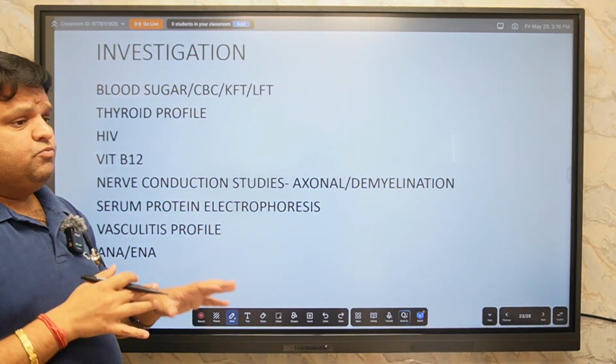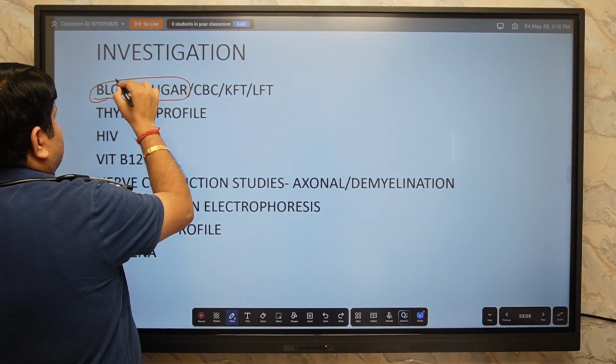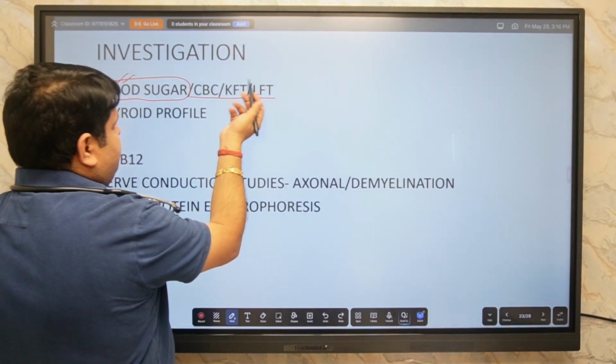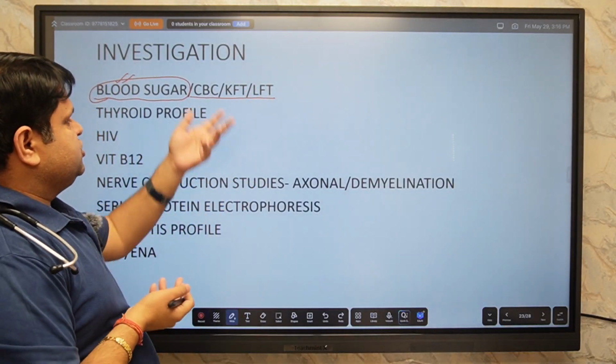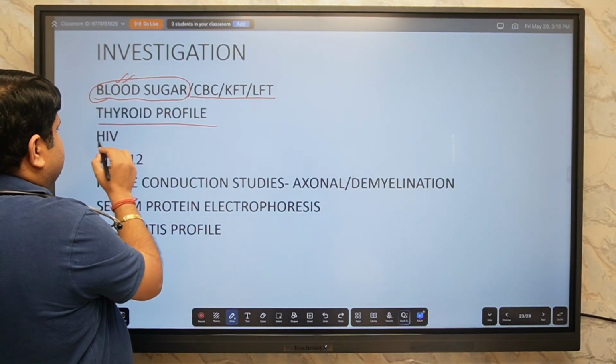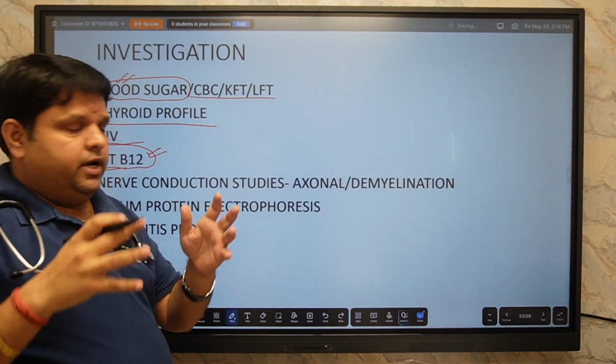Now investigations. The most common investigation is blood sugar, because diabetic neuropathy is a common cause of neuropathy. Then routine profile, CBC, KFT, to rule out hepatic function abnormality, liver function or any anemia or other causes. Thyroid profile, HIV, vitamin B12. Vitamin B12 deficiency is a common cause of neuropathy in India.